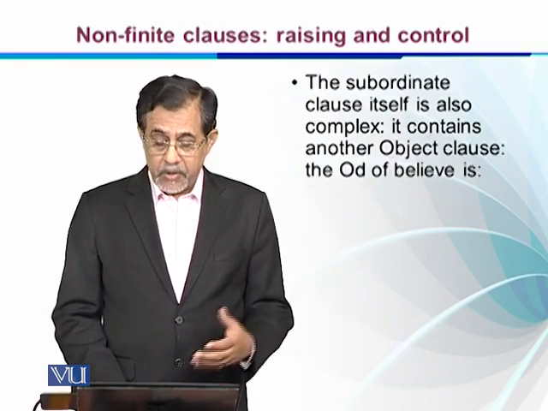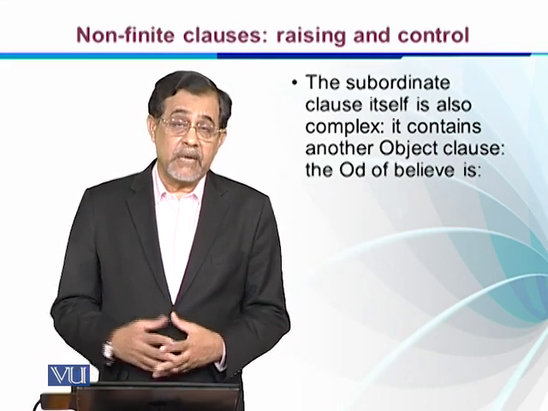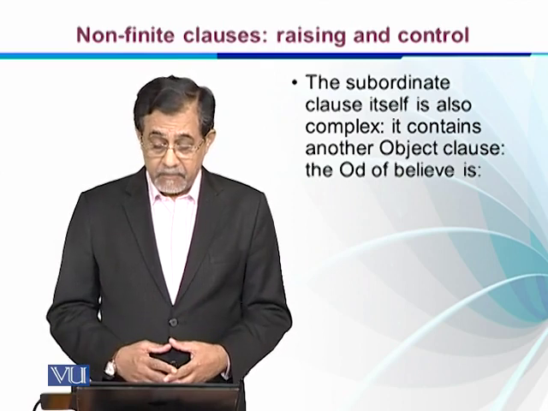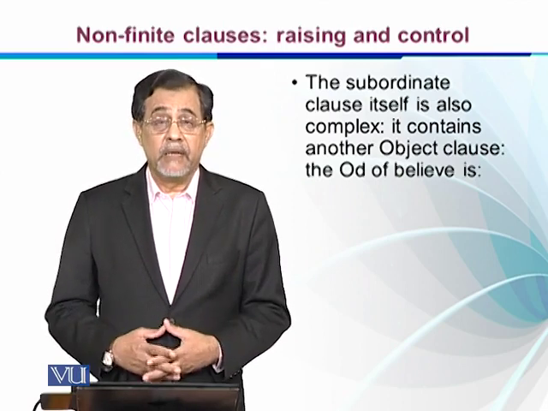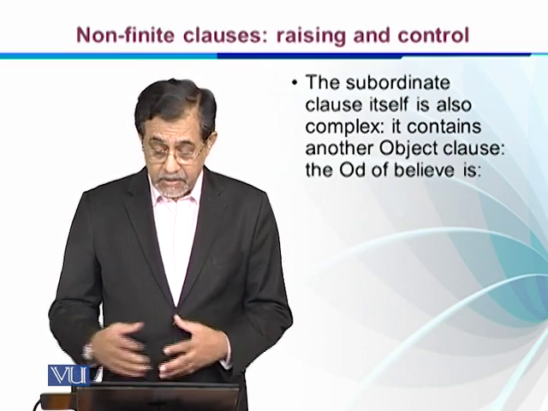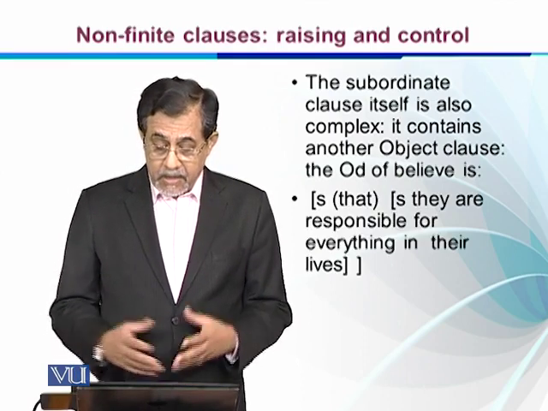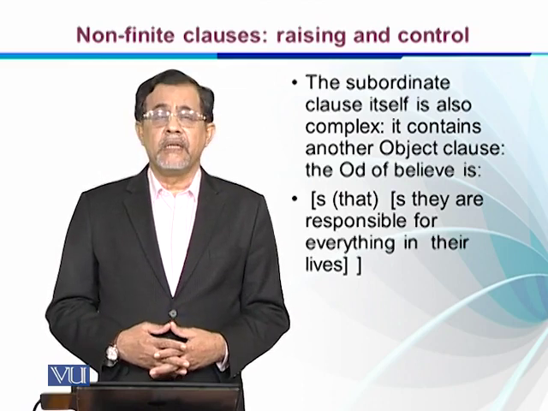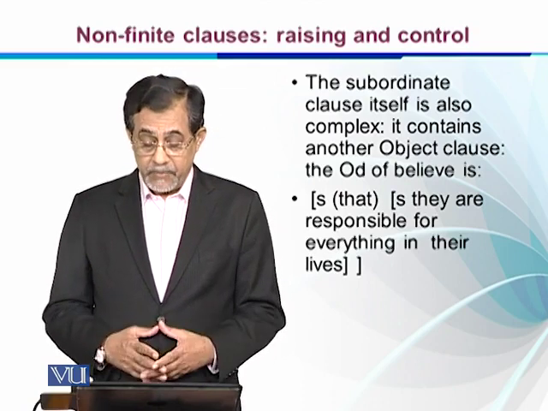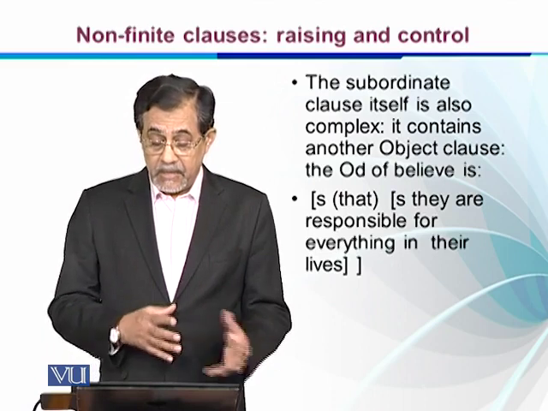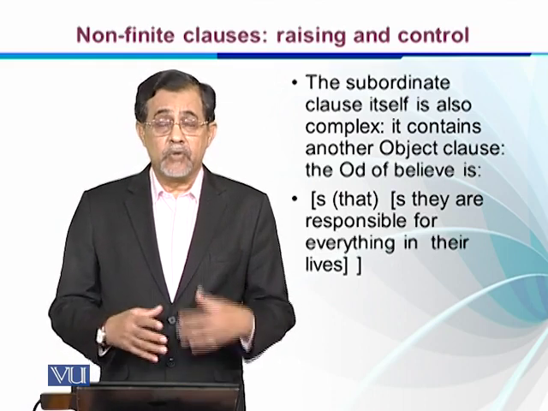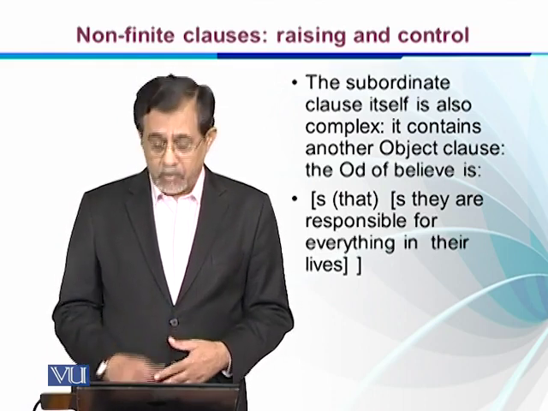So the subordinate clause itself is complex. I told you it has the verb believe, and then it has a further subject, a further clause. They are responsible for everything in their lives. So this is the direct object, or S bar, of the verb believe, which is already a subordinate clause.